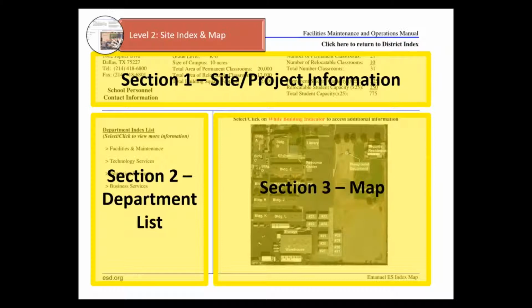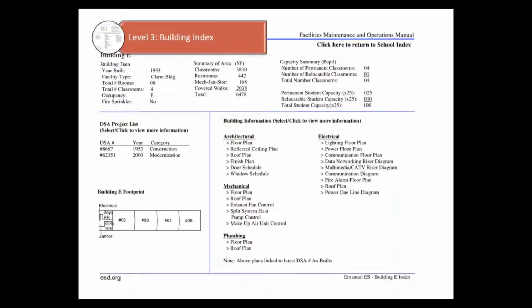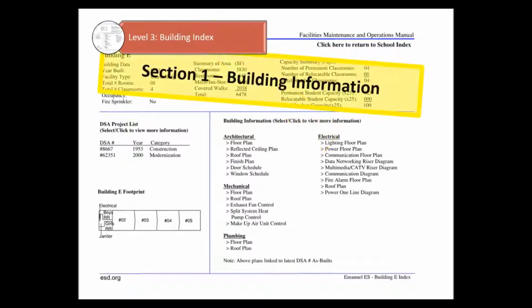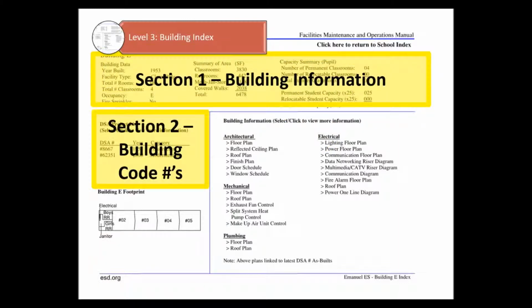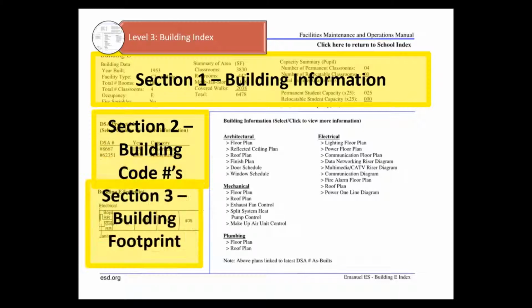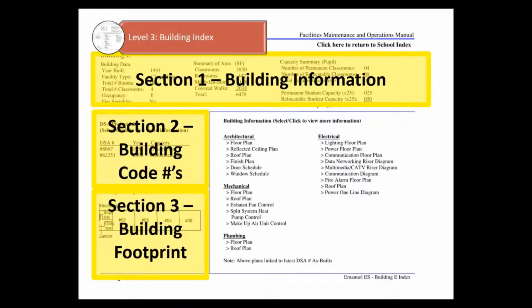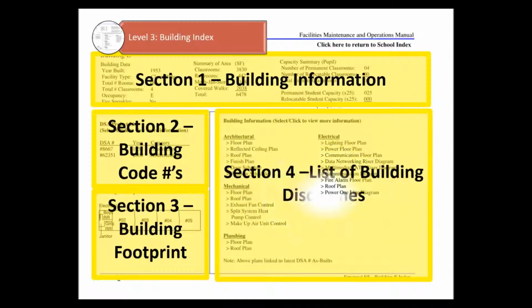For this example, let's select building E. This is level 3, the building index. This is the highest level view for this specific building, building E. It has 4 sections. The first section is information. The second section is building code numbers associated with the building. The third section is the building footprint. And the fourth section is the list of building disciplines, all of which link out to other information.